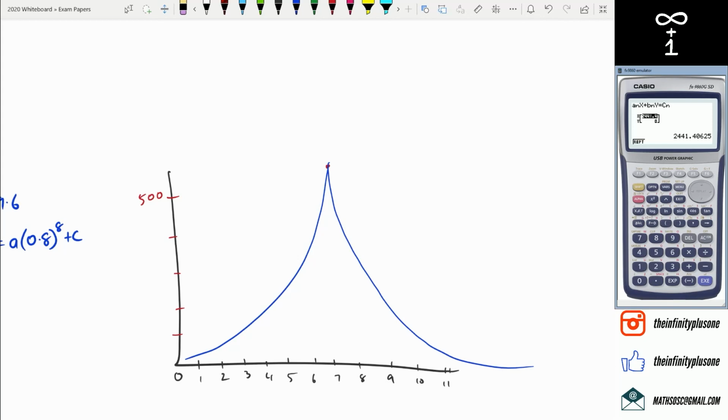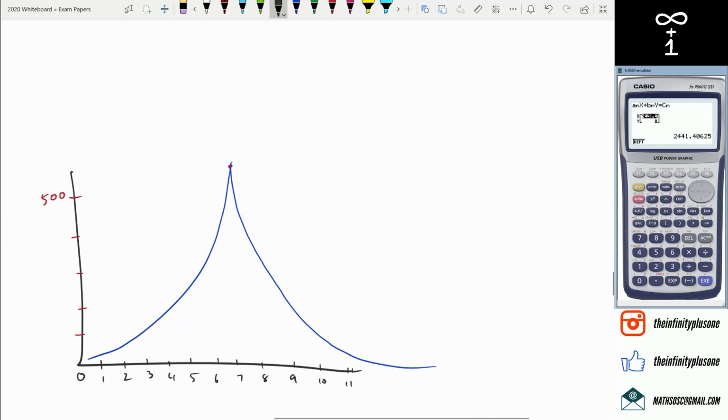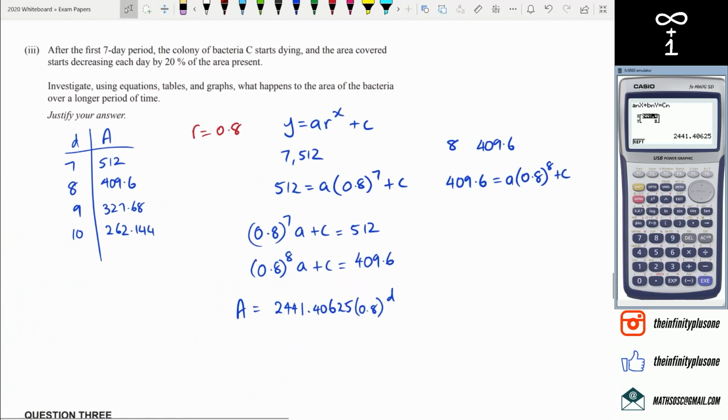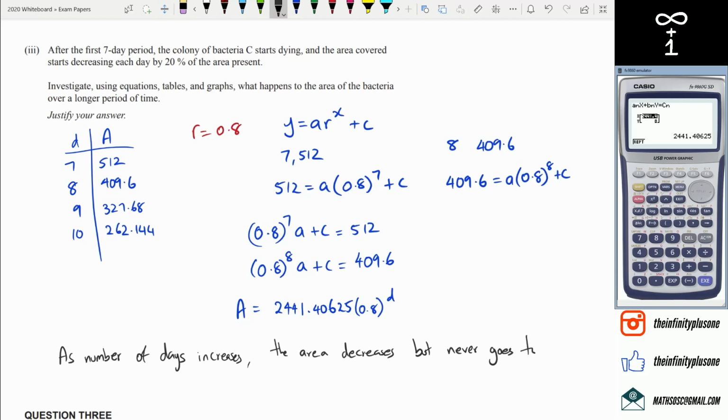So for this question, for excellence, you need the graph, the table and the equation, and you also need a valid comment. And the comment is, you can see here that as the number of days increases, the area decreases. But maybe mentioning that it doesn't actually go to 0 because of the asymptote. So I might write something like that, but never goes to 0, because 0 is an asymptote. So that's what you need for excellence. You need all of those four things.